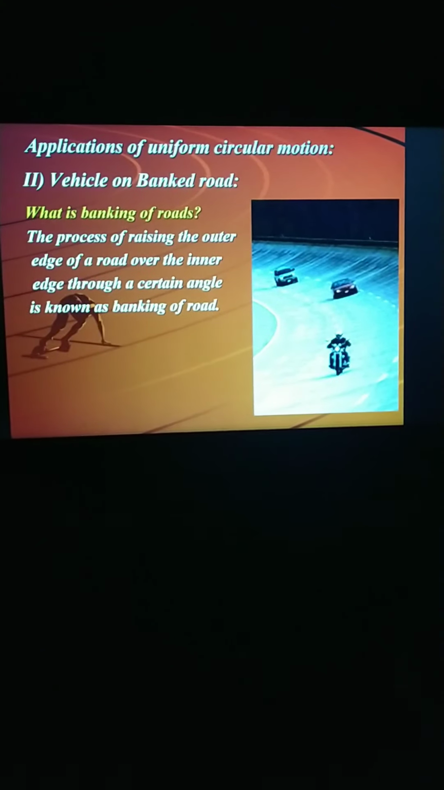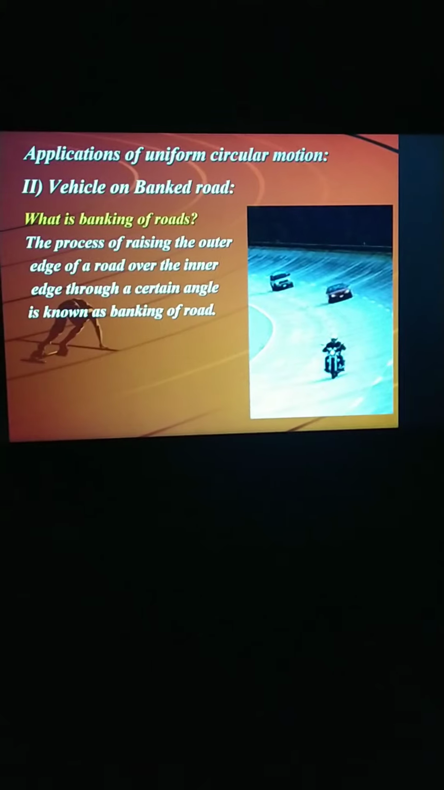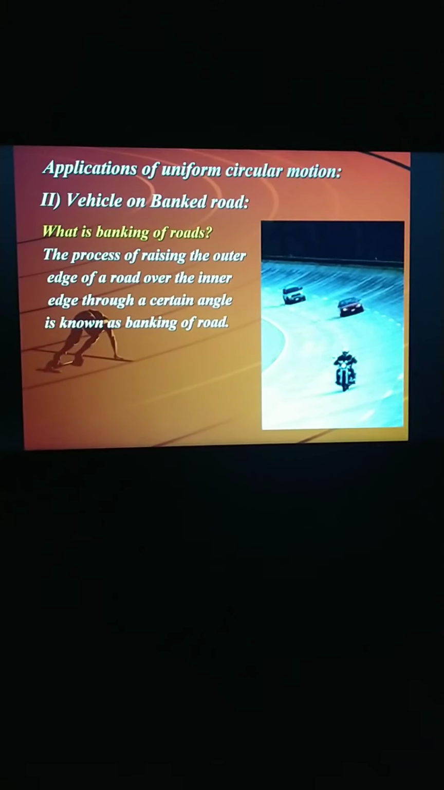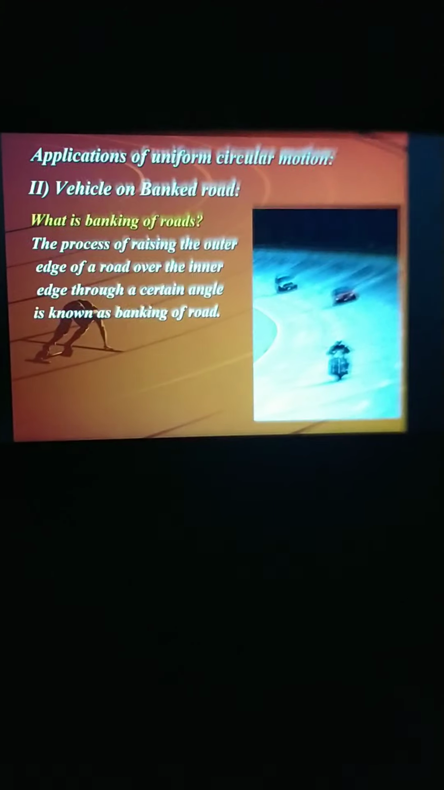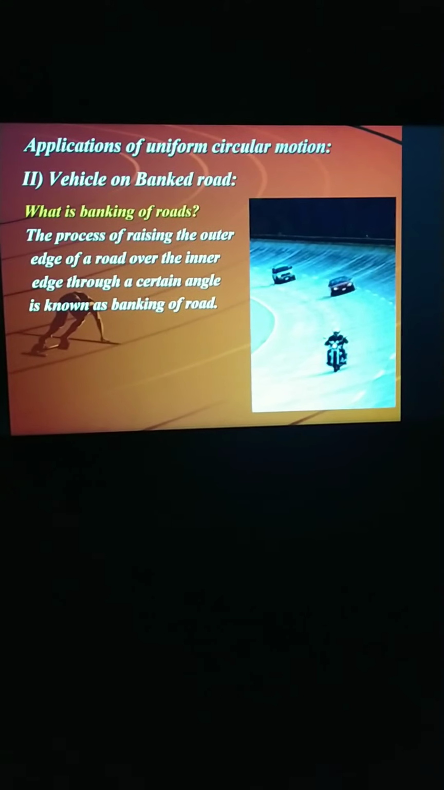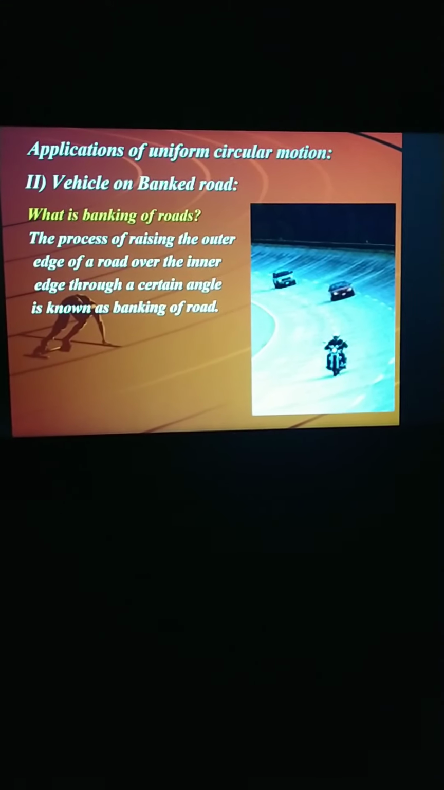Okay, so for that, what is the need? What we have to do is exclude mu s, the coefficient of static friction, from the expression. And here the second application comes, that is vehicle on banked road.